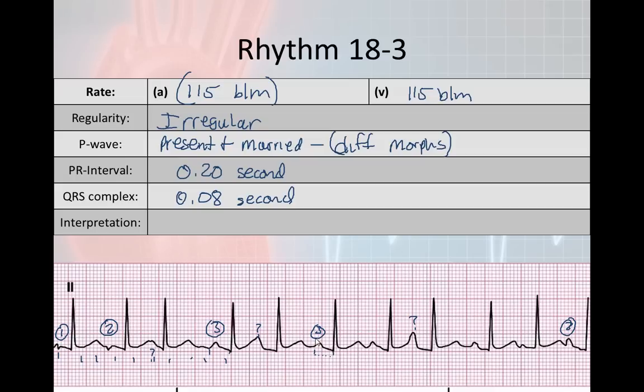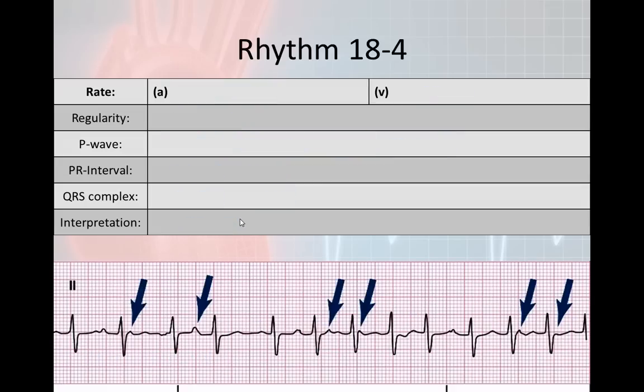We have 3 different morphologies, so we know that even if this is a 4 right here, because that might actually be a 3 also, if we call any of these anything else, then we know we have at least 3 different morphologies of P waves. So we have 3 different morphologies of P waves, and we have a heart rate greater than 100 beats a minute, which makes it a multifocal atrial tach.